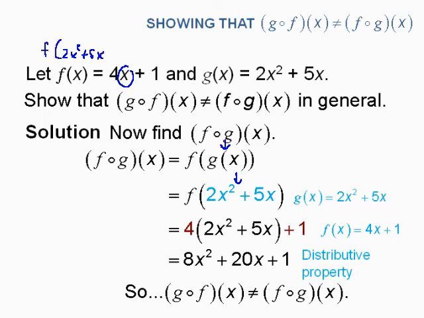So if f of x equals 4x plus 1, f of g of x, or f of 2x squared plus 5x equals, well, 4 times 2x squared plus 5x plus 1. And yeah, that's where we get it below there. And distributing and all that good stuff gives us this bottom line of 8x squared plus 20x plus 1 down here. So you can see that g of f of x is not equal to f of g of x.